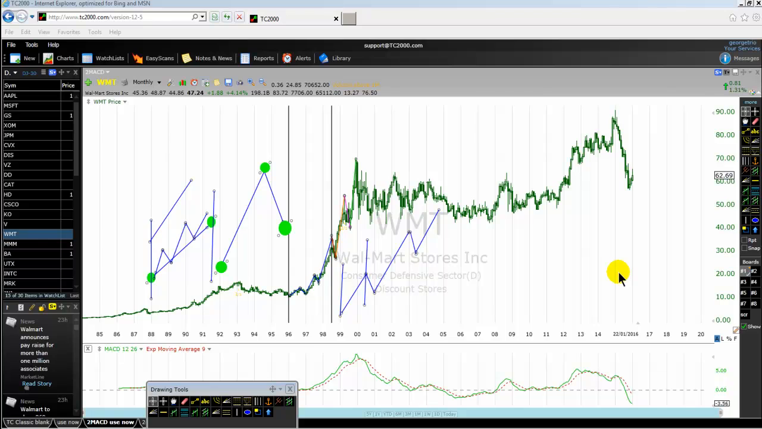The second step to accurate wave forecast is to analyze the internal wave of the second wave. This allows us to forecast the corrective phase of the Elliott wave cycle. Now, what is the third step to accurate wave forecast?